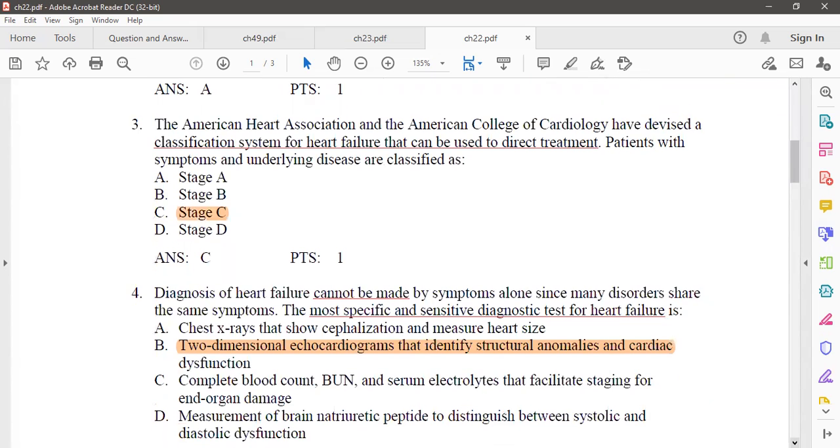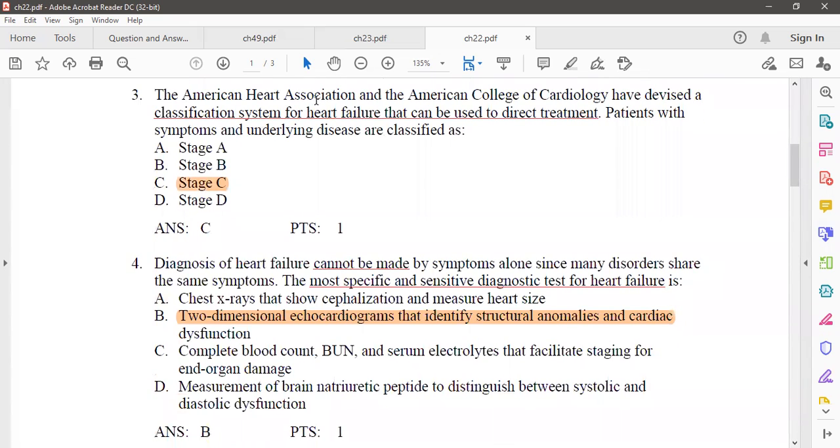Question 3. The American Heart Association and American College of Cardiology have developed a classification system for heart failure that can be used to direct treatment. The patient with symptoms and underlying disease is classified as. So stage C.